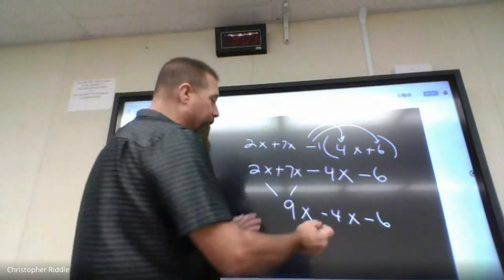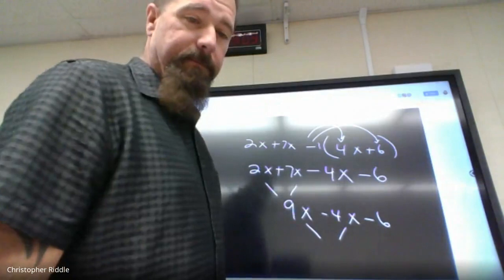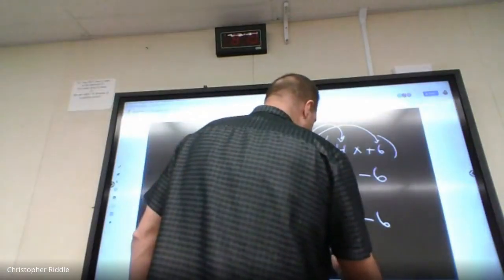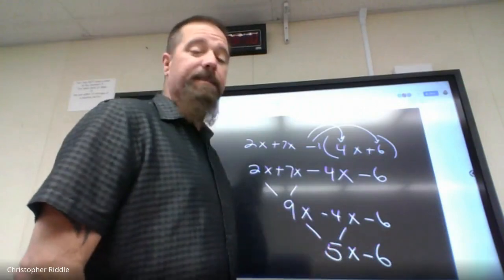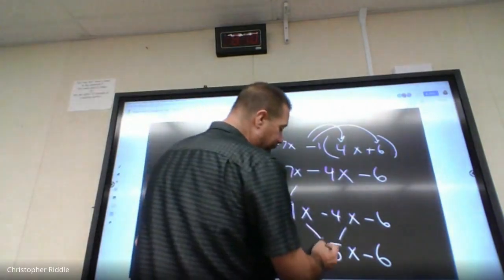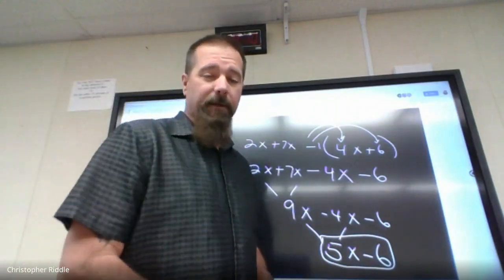Okay, so now combining like terms again. What is 9x minus 4x? 5x. So great. 5x minus 6. Can we do anything else with that? No, we can't, because remember, we can't take 6 away from 5x because they're not the same. We can't combine unlike terms. So this leaves us with our final answer, 5x minus 6. Great job. You guys all understand that?